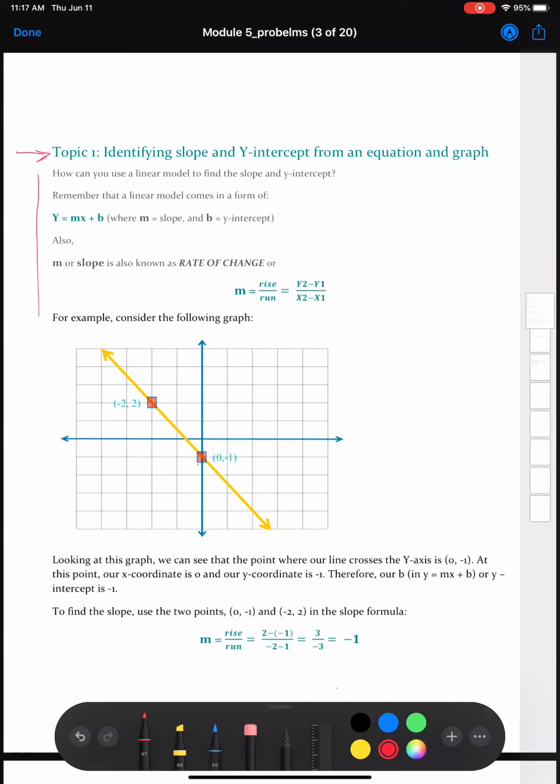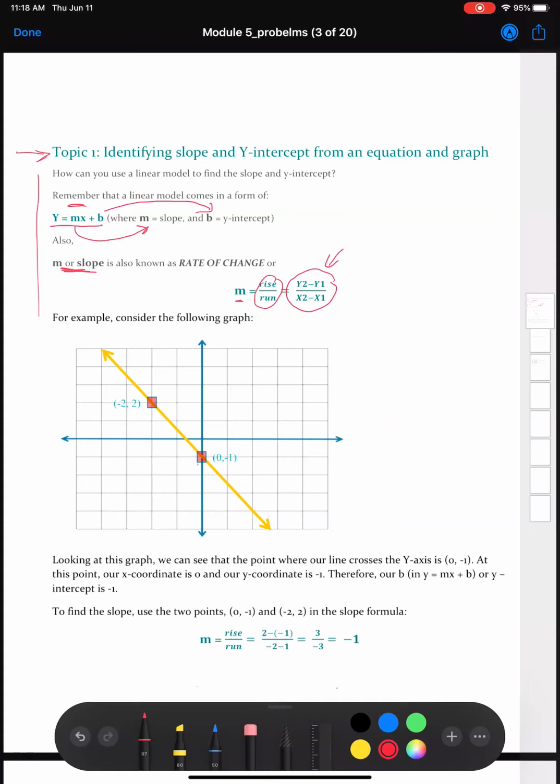It says, how can you use a linear model to find a slope and y-intercept? First of all, we have to remember that the linear model comes in the form of y equals mx plus b. In this case, m is the slope and b is the y-intercept. Also, we know that the slope is also known as the rate of change, or m is equal to rise over run, which is equal to change in y divided by change in x. So that's why we have y2 minus y1 divided by x2 minus x1.